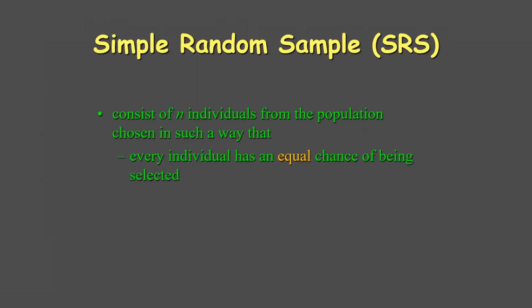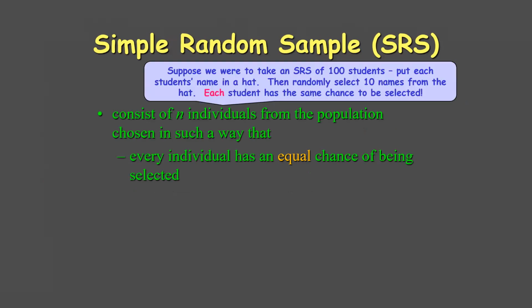Another type of sampling is your simple random sample, your SRS. It consists of n individuals from the population chosen in such a way that every individual has an equal chance of being selected. A perfect example of that would be putting everybody's name in a hat and drawing out 10 names, okay? As long as every person possible of getting picked is in that hat, everybody's name is in there once, each student has the same chance to be selected.